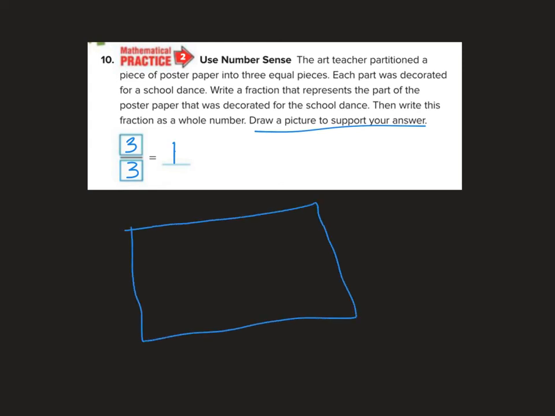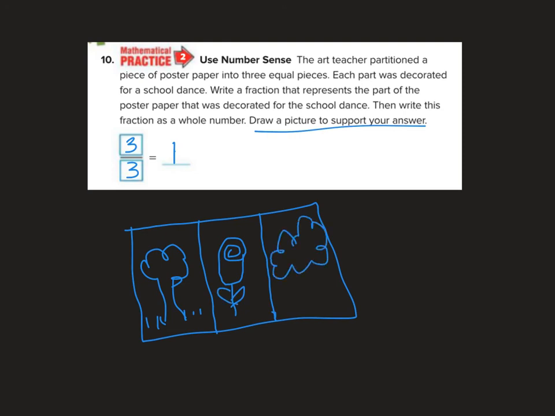out, I'm going to cut it as best I can into 3 equal pieces. Okay, so this one, let's say she drew a tree. This one is a flower. And this one was a cloud with rain coming down because it's spring. Okay, so she decorated 1/3, 1/3, 1/3, which equals 3/3 of the picture. Okay, one more problem for us to do.